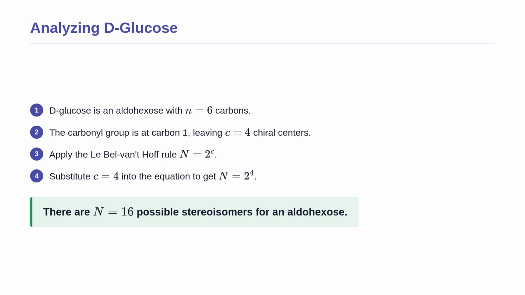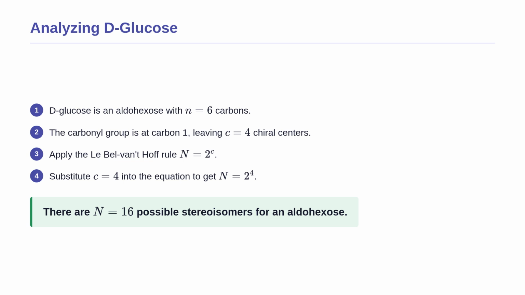Let us apply this exponential formula to analyze D-glucose. We are given that glucose is an aldohexose, meaning it has 6 carbons, and we need to find its total possible stereoisomers. Because the carbonyl group is at the very top, at carbon 1, it turns out there are exactly 4 chiral centers, so c equals 4. We choose the Le Bel-van 't Hoff rule, n equals 2 to the power of c, to find the variations.